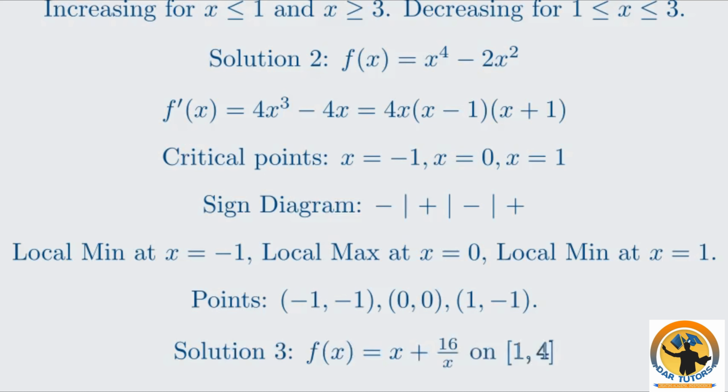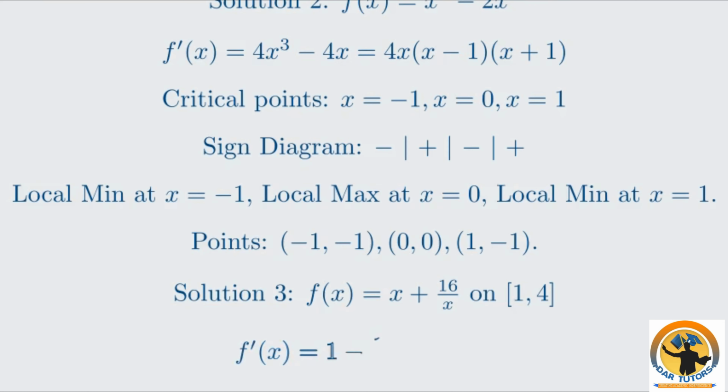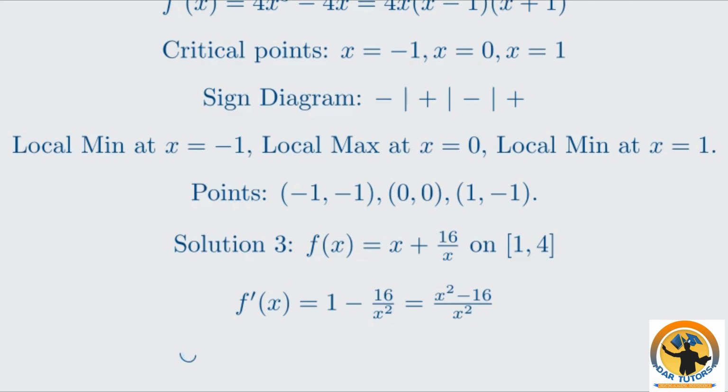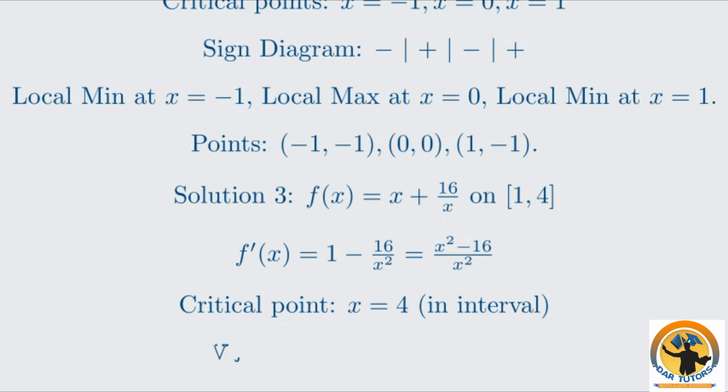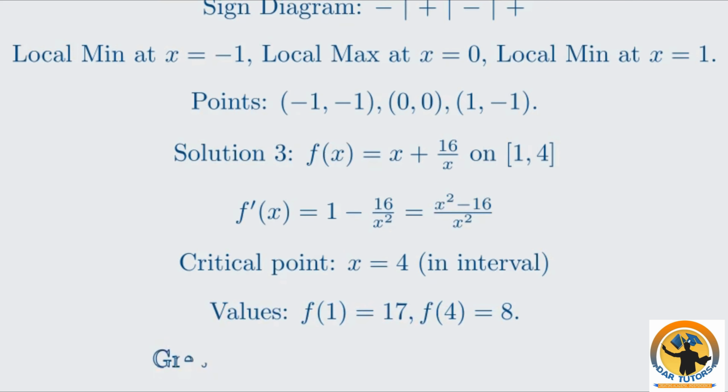For question 3, we find the derivative of x plus 16 over x, which is 1 minus 16 over x squared. Setting it to 0 gives x equals 4. We evaluate the function at this critical point and the endpoints of the interval. F of 1 is 17, f of 4 is 8, and f of 4 is also 8. The greatest value is 17 and the least value is 8.